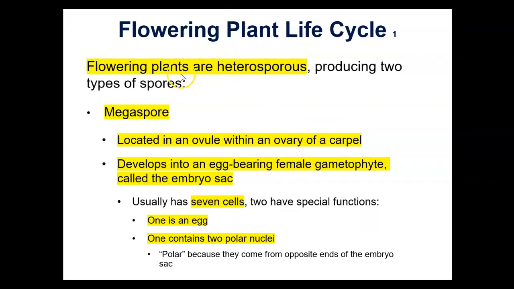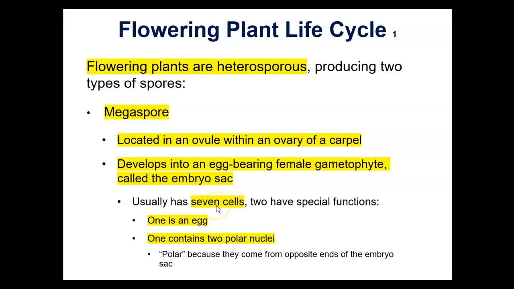Let's see. Flowering plants are heterosporous. That means they produce two types of spores. A megaspore, which is located in the ovule and develops into an egg-bearing female gametophyte called the embryo sac. So the female gametophyte in flowering plants is technically the embryo sac.